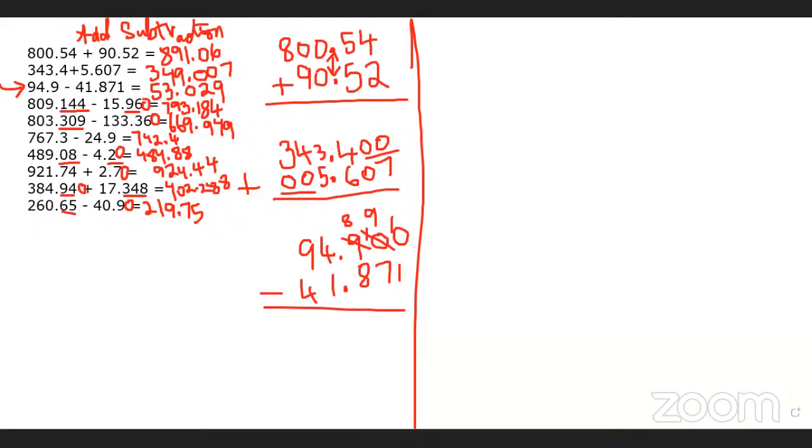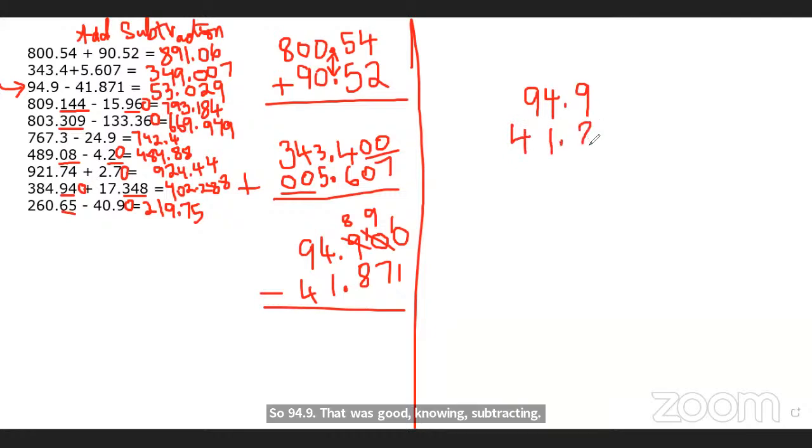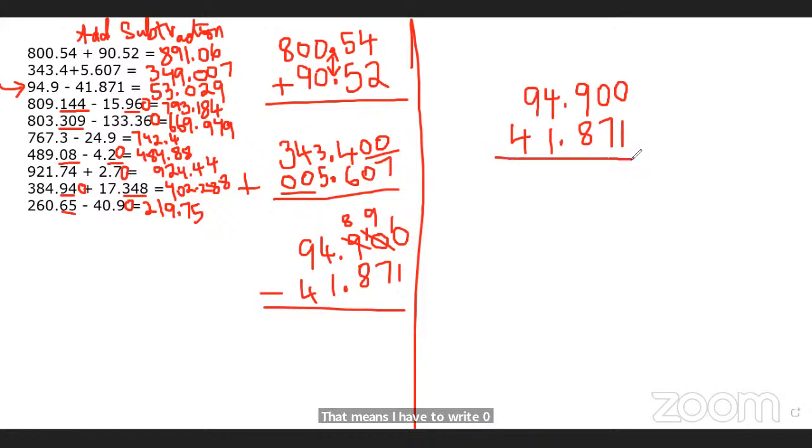Question 3, okay. So 94.9, that was good. 99, subtracting with 41.871. So here after this 9, I don't have any number. That means I have to write 0, 0. Got it? That was good.